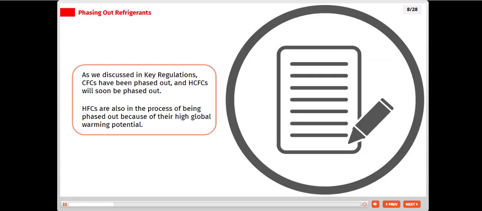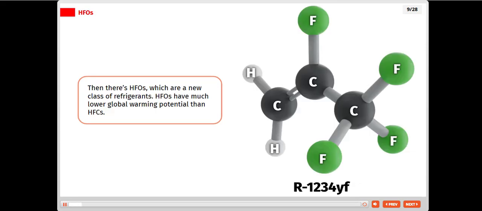As we discussed in key regulations, CFCs have been phased out, and HCFCs will soon be phased out. HFCs are also in the process of being phased out because of their high global warming potential. Then there's HFOs, which are a new class of refrigerants. HFOs have much lower global warming potential than HFCs.